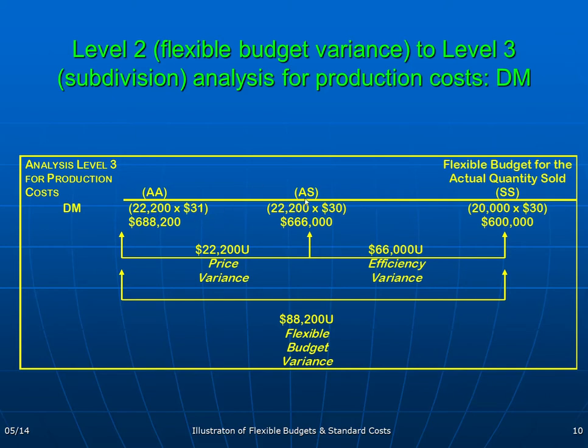So here's actual price, here's standard price. So here's our product of these two numbers right here. Here's the product of these two numbers right here. The difference is my price variance of $22,200. Now think about that for a second. What's happened here? We had budgeted to spend $30 a pound. We spent $31 a pound. How many pounds did we actually use? 22,200. So that $1 times the 22,200 is our price variance.